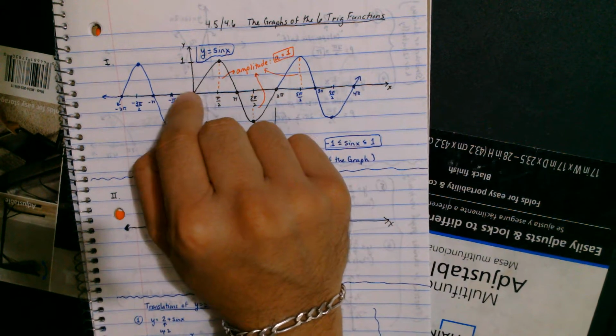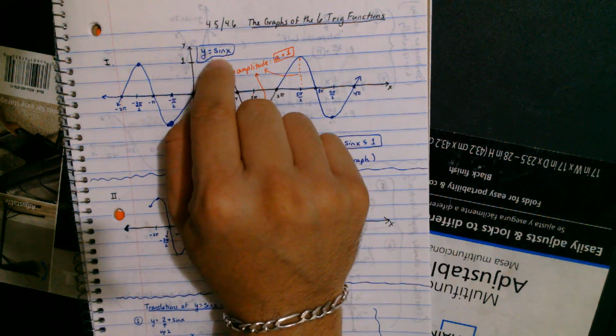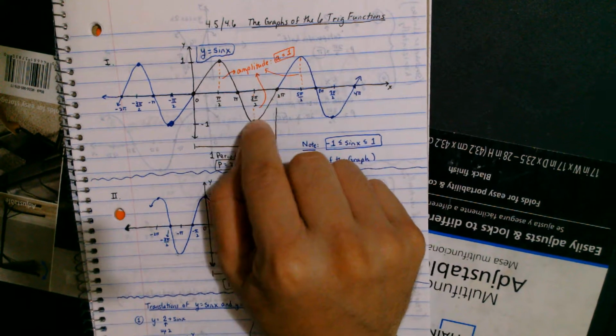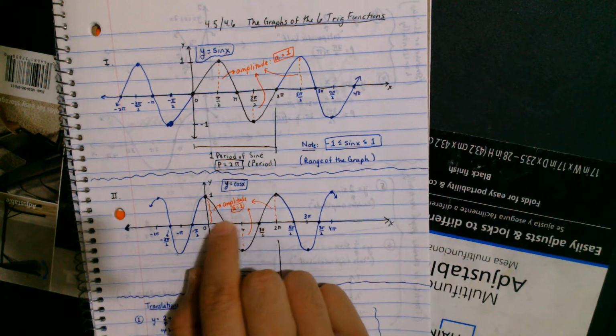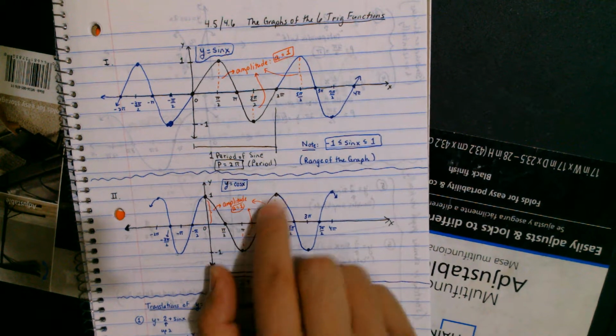So sine starts in the middle, then the highest point, then the middle, and the lowest point, then the middle. Cosine is the highest, then the middle, then the lowest, then the middle, then the highest.